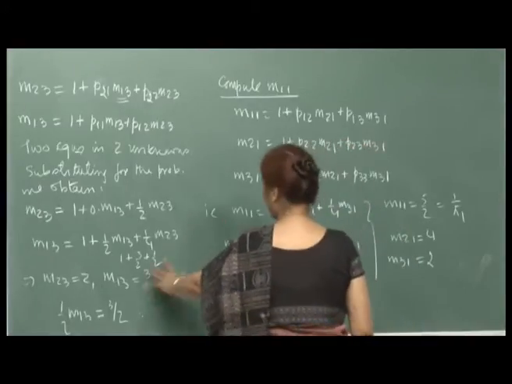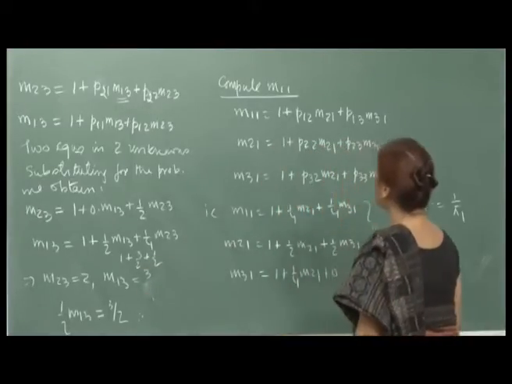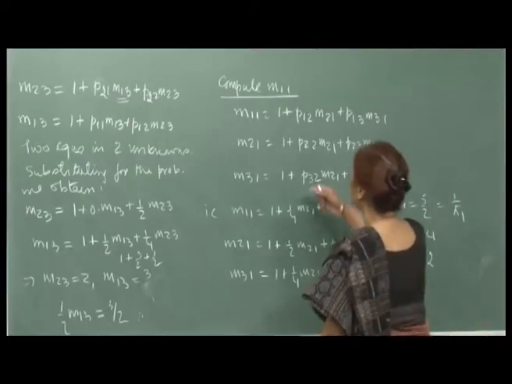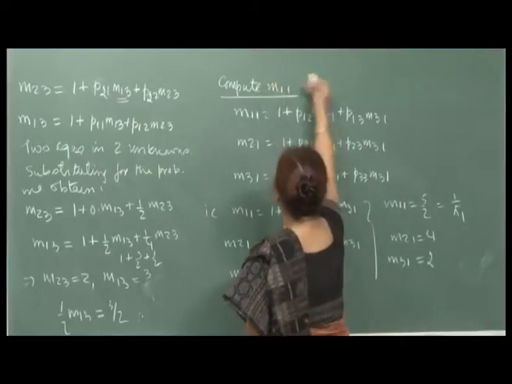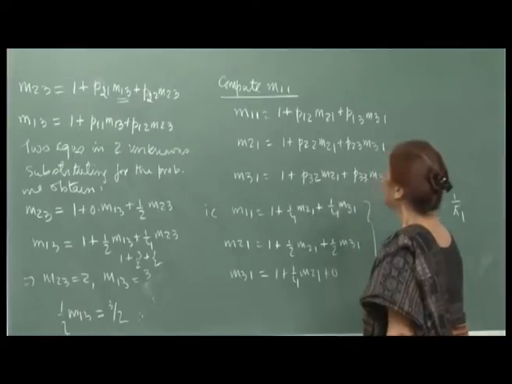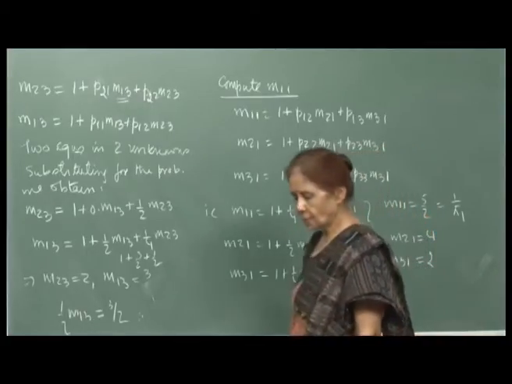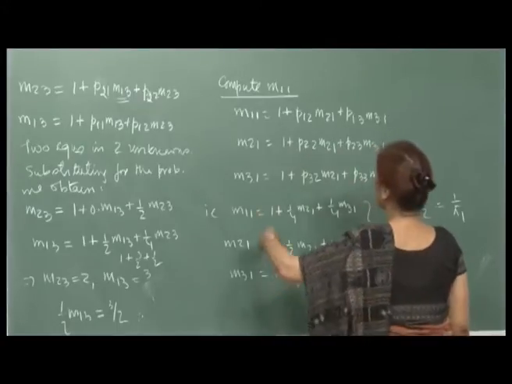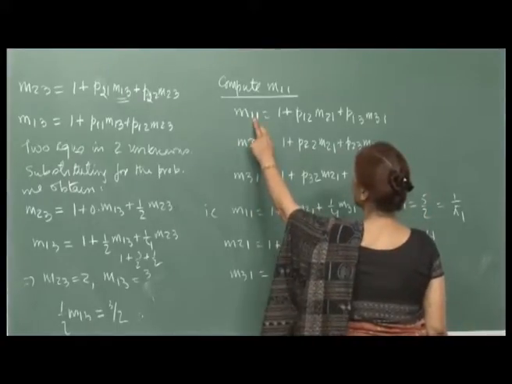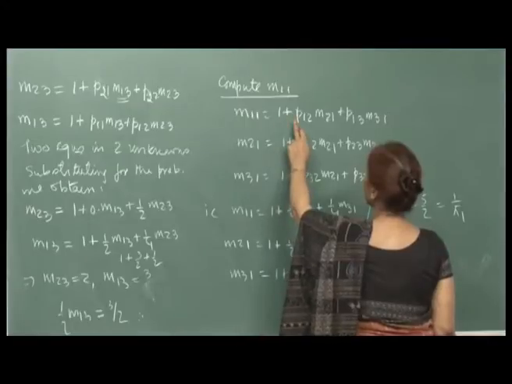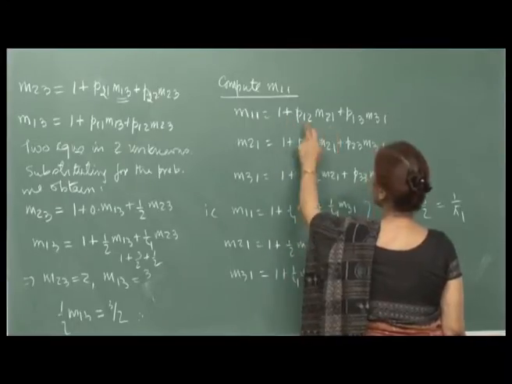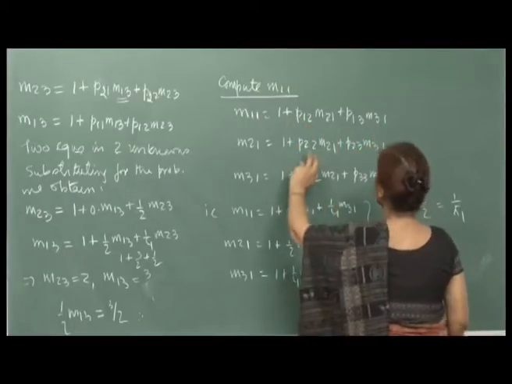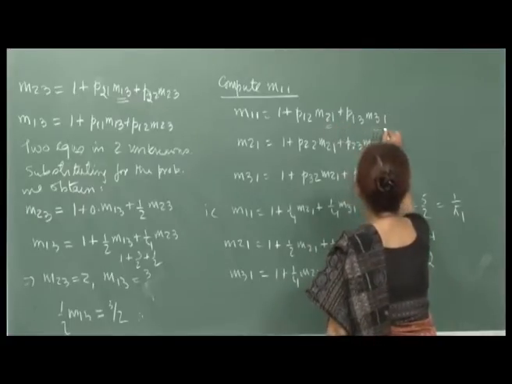Yeah. So, working out always helps you because you can find out your answers. Now, similarly, let us just look at the way we compute M11, the first mean recurrence time for going from state 1 to 1. And here again your k cannot be equal to 1. So, it will be 1 plus P12 M21 plus P13 M31, and now you need M21 and M31.